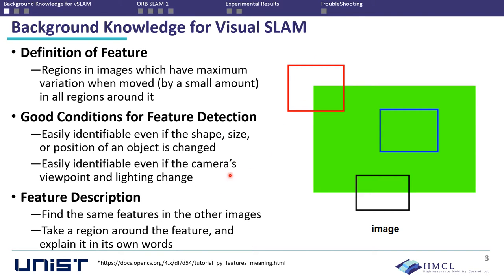Once you have found features, you should be able to find the same in the other images. How is this done? It is done by feature description. It takes a region around the feature and explains it in its own words.